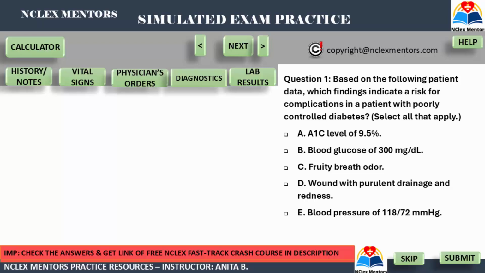Understanding that DKA can cause electrolyte imbalances and alter blood pH will guide your decisions about the priority interventions, such as administering insulin to control blood glucose and addressing the potential infection to prevent further complications.